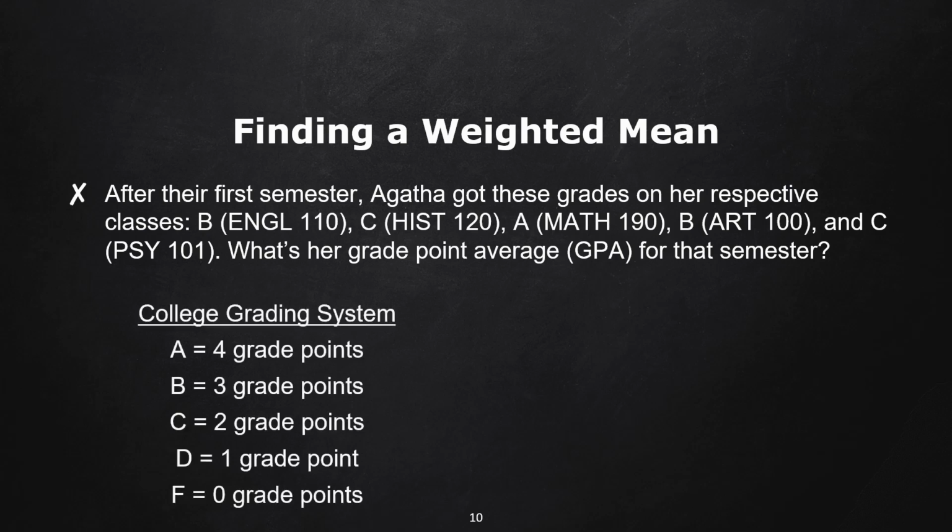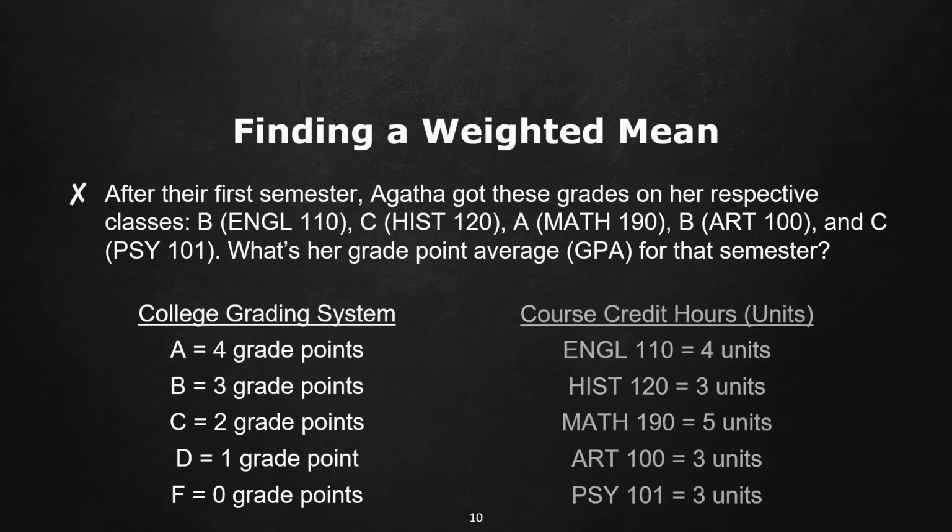Most colleges use this grading scale here. So A is equal to 4 grade points, B is 3, C is 2, D is a 1, and F is a 0. Some schools may have different grading systems, so just find whatever grading system your school has. And then we also need to find how many units or credits each respective course has. So English has 4 units, history is a 3, math is a 5, art is a 3, and psychology is also a 3.